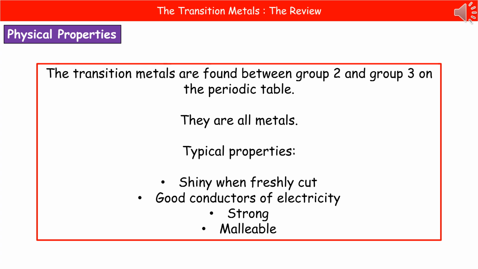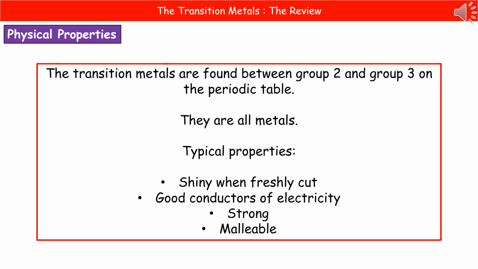Welcome to our review on the transition metals. First thing we need to know then is where we find the transition metals on the periodic table. So these are actually located between groups 2 and 3, so in that big block in the middle basically.